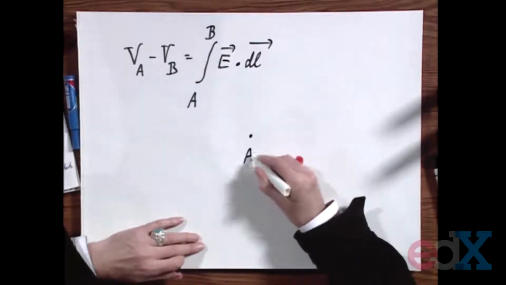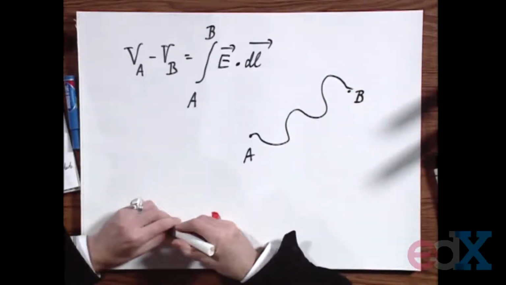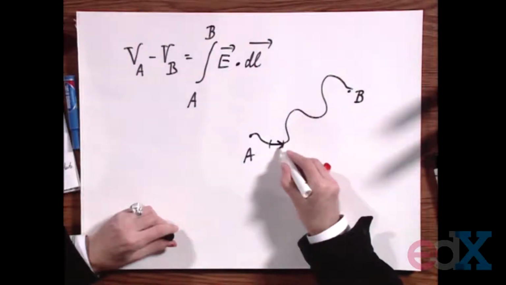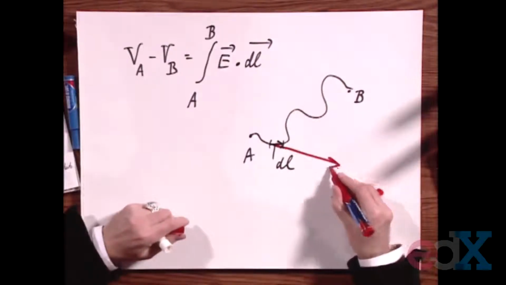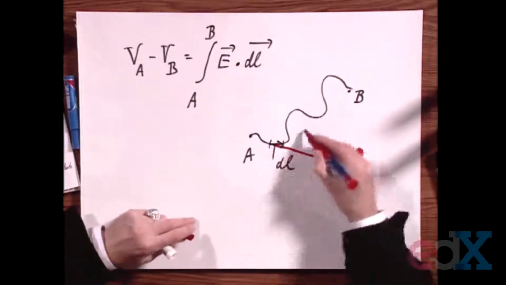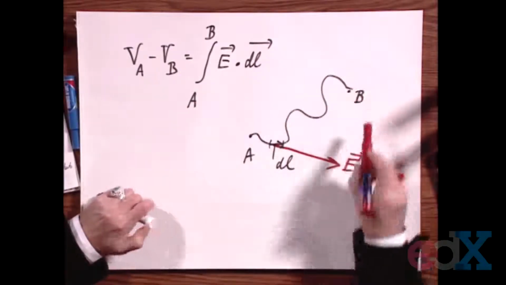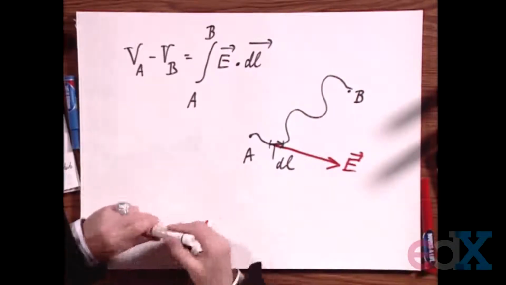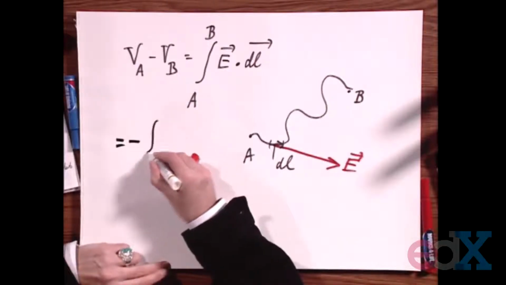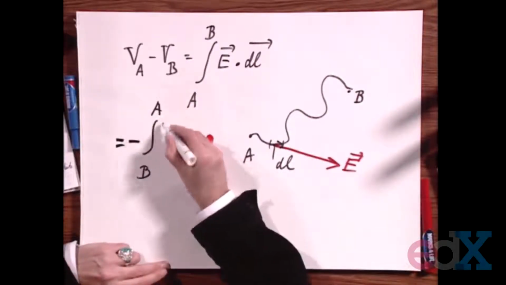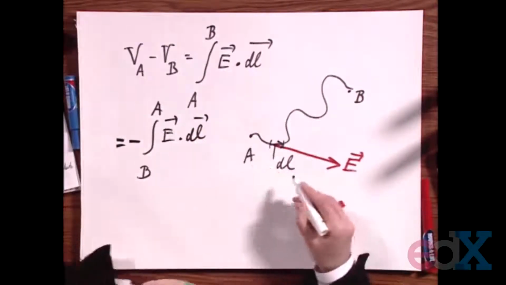So here is point A, and here is point B. Here is some crazy routing. Here is a little vector dl, and at that particular location the E vector is like so, and everywhere along the path I have to calculate that dot product E dot dl, and I have to integrate that over the whole path. That is the definition. Very often you see in books that it is minus the integral in going from B to A of E dot dl, and that of course is exactly the same thing.